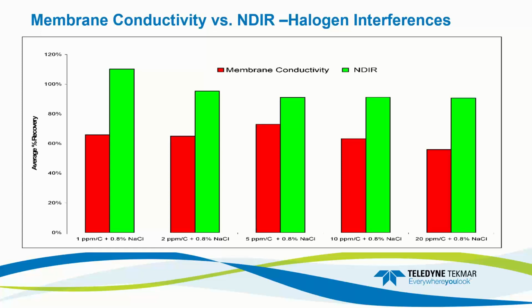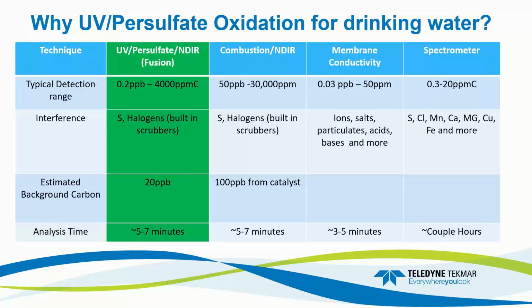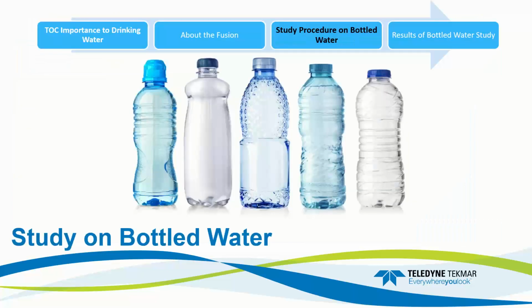And for this analysis, it proves to be that a UV persulfate with a NDIR is the better choice because it doesn't have as much interferences compared to some other type of detectors out on the market. So that's why we come back to this slide, and we're going to say, let's choose the UV persulfate for this analysis. So what we did here was we're going to look at a study on bottled water.